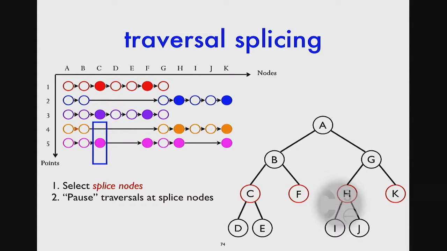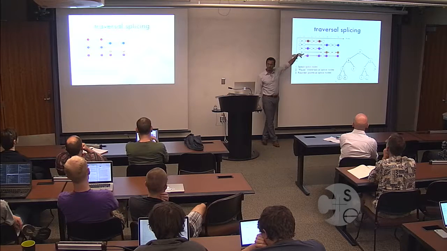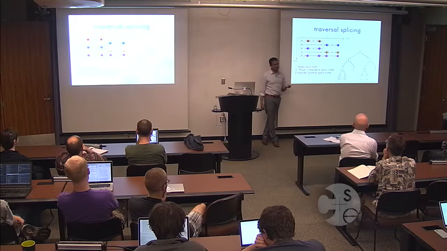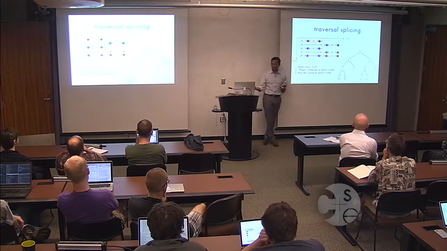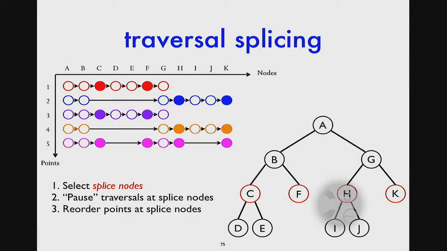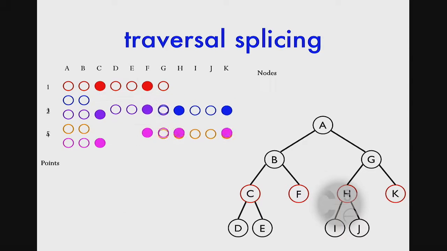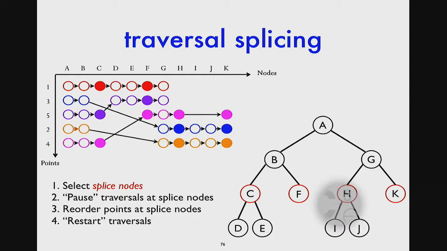But because I've paused all these traversals at C, I can do something nice. Note that points 1, 3, and 5 made it to node C, and points 2 and 4 actually dropped out earlier. I'm going to use this as a hint. Points 1, 3, and 5 making it to node C says that they're behaving pretty similarly so far, and points 2 and 4 clearly behave differently from 1, 3, and 5. So what if I just use that as a hint and reorder the points? Let me group points 1, 3, and 5 together, and then points 2 and 4.